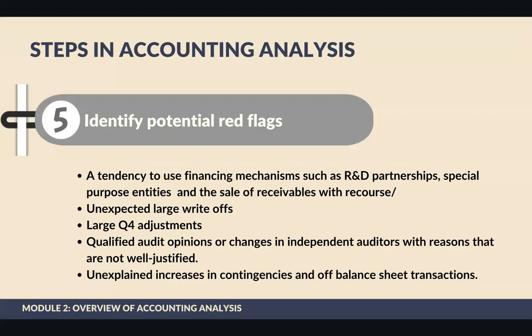Of course, next, large write-offs that are unexpected. So of course, this is a big red flag, as well as the large adjustments when it comes to quarter 4. So, in audit, the best opinion that we can get as a firm is unqualified. So, if the auditor issues a qualified audit opinion, it could be a red flag. So why is that a red flag?